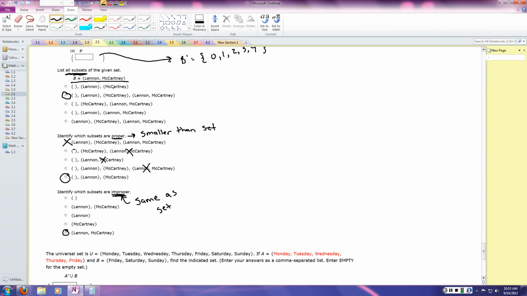Because this one doesn't include the whole set. This one doesn't include the set of just Lennon. This one doesn't include the set of just McCarthy. And this one doesn't include the empty set. So your correct answer would be this one.